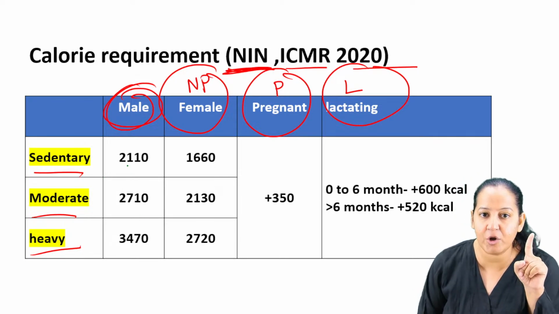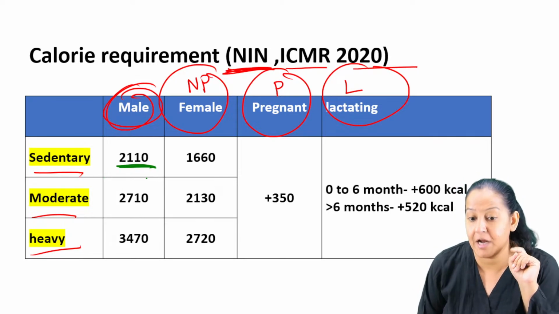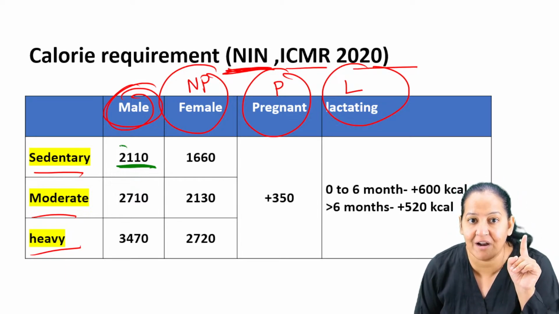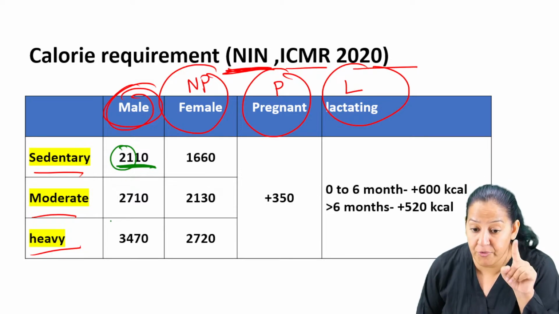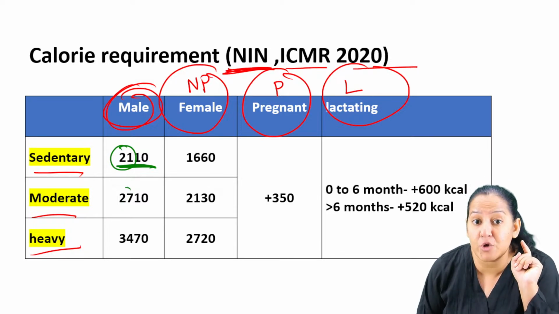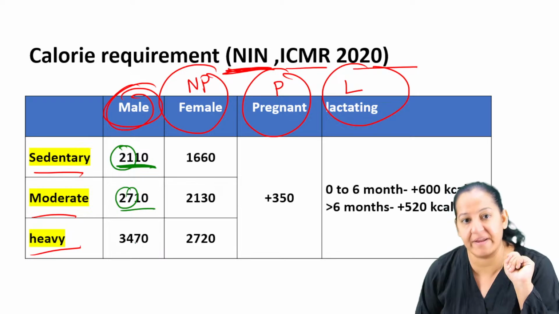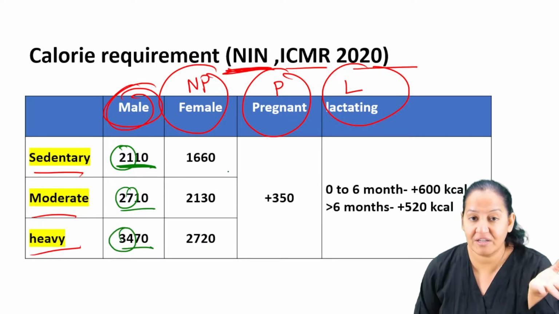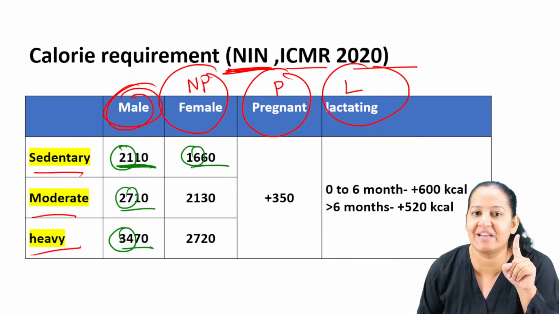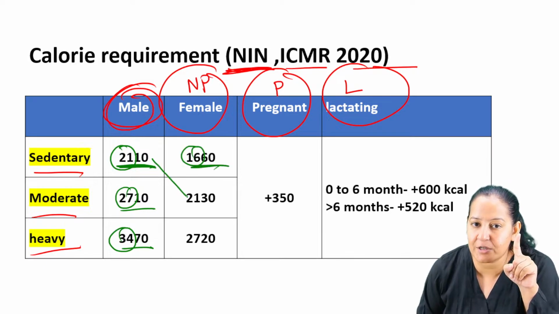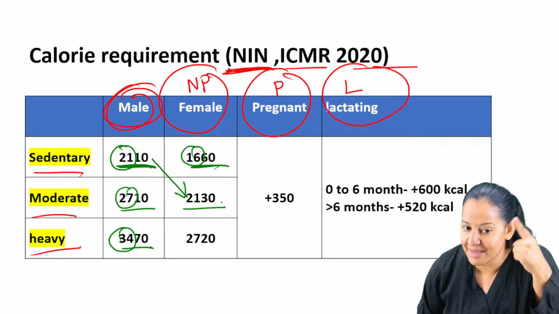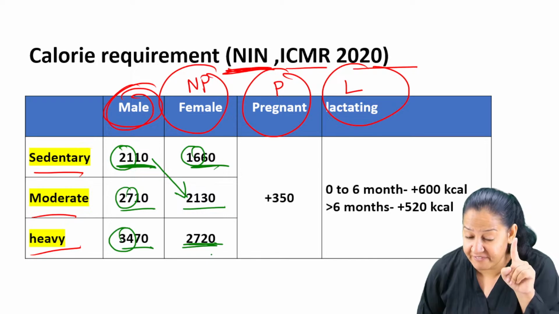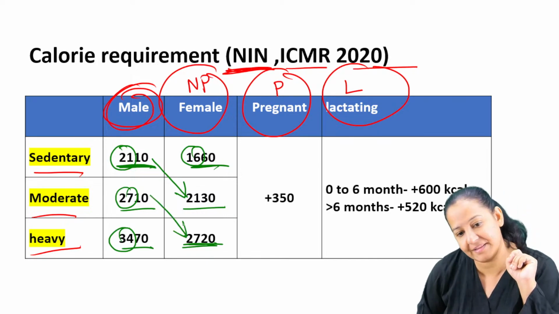Okay, a sedentary male requires 2100 kilocalorie per day. 2100. Learn the first 2 digits, don't go on the last 2 digits. Learn 2100. A moderate worker male requires 2700, and a heavy intense worker requires 3400. Learn these 3. For the female, the sedentary female requires 1600. The moderate female is same as that of the sedentary male, that is 2100. And the heavy worker female is same as that of the moderate male, that is 2700.